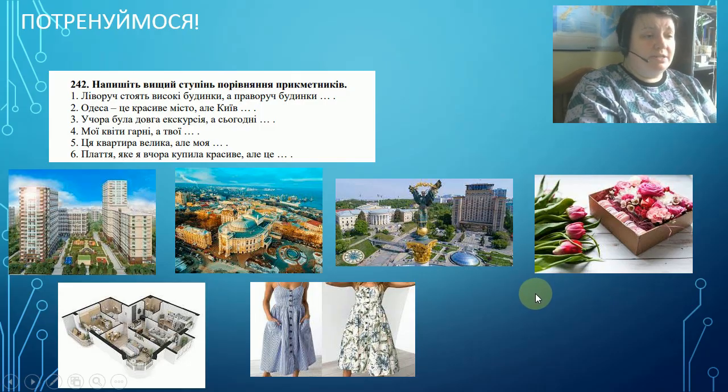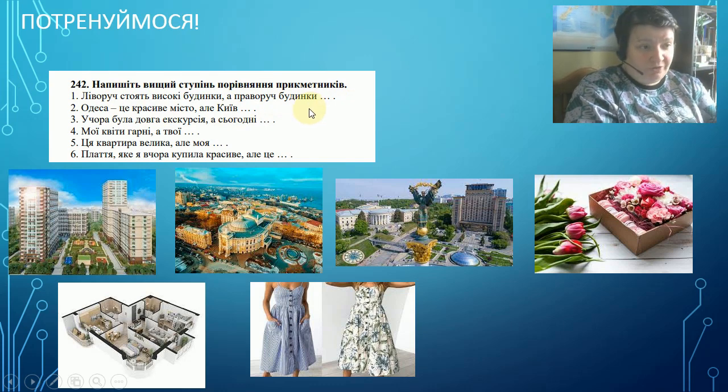Потренуємося. Let's continue our practice. So, let's write the comparative degree of adjectives here in these sentences. For example, ліворуч стоять високі будинки, а праворуч вищі. So, in the left we have high buildings, but on the right they are higher.